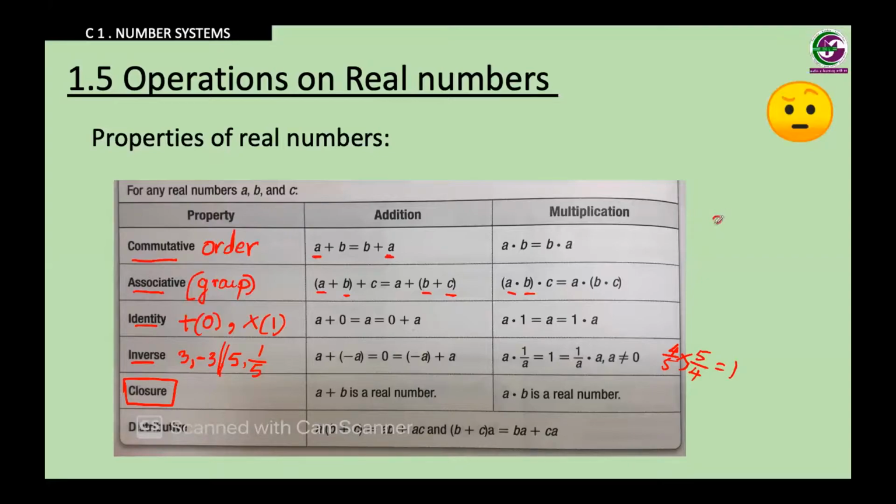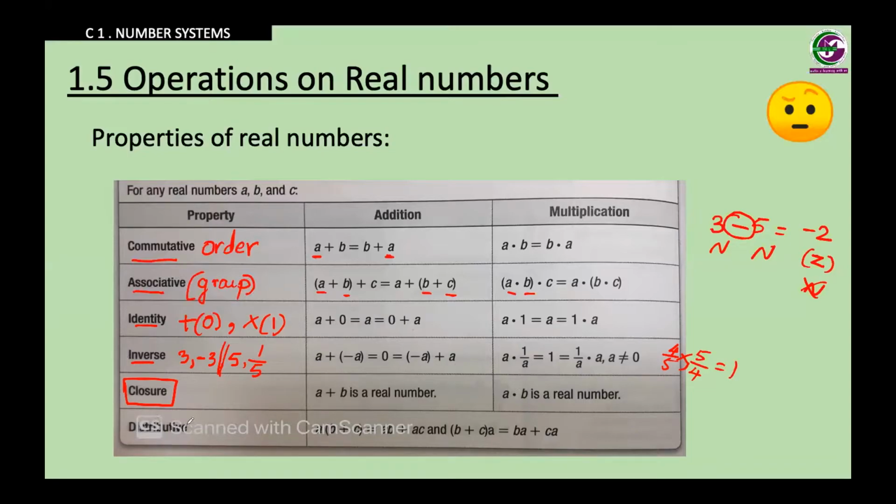For example, 3 is a natural number. 5 is also a natural number. When we subtract them, we get the answer negative 2, which is an integer, not a natural number, right? So we say that natural numbers are not closed under subtraction. So closed means when you start with a type of number, and when you do an operation, you get the same type of number on the right side. So real numbers are closed under addition and also under multiplication.